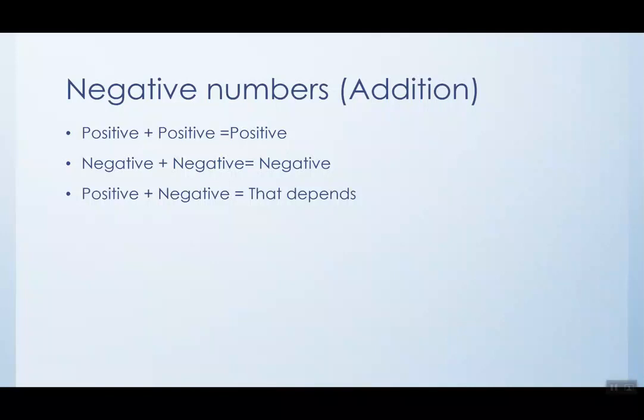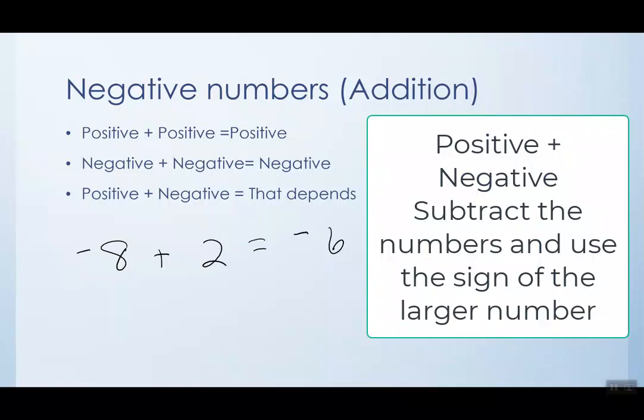Well, that really depends. Here's what it depends on. It depends on which of the two numbers is bigger. So let's say I had like -8 plus 2. When I look at -8 and 2, the one that's bigger is really the 8. So when I have a negative and a positive, I'm really going to subtract. So -8 plus 2, I'm going to do 8 minus 2 is 6. And because the 8 is bigger, I'm going to keep the sign. So anytime I have a positive and a negative, I'm going to end up subtracting. And then I take the sign of the bigger number.